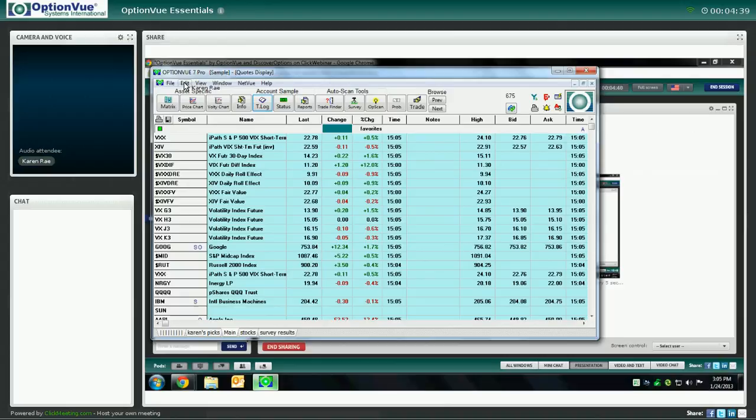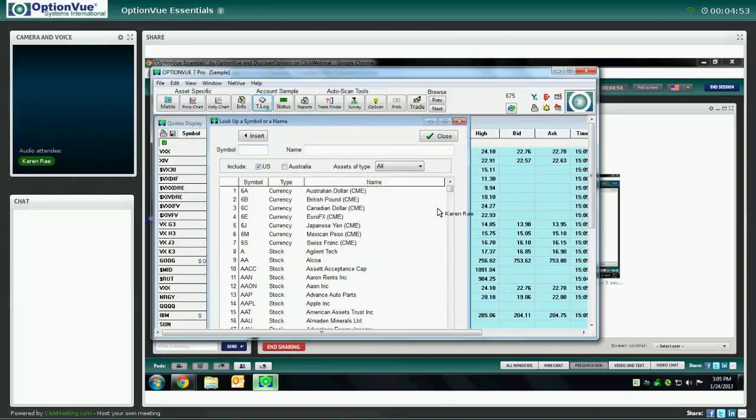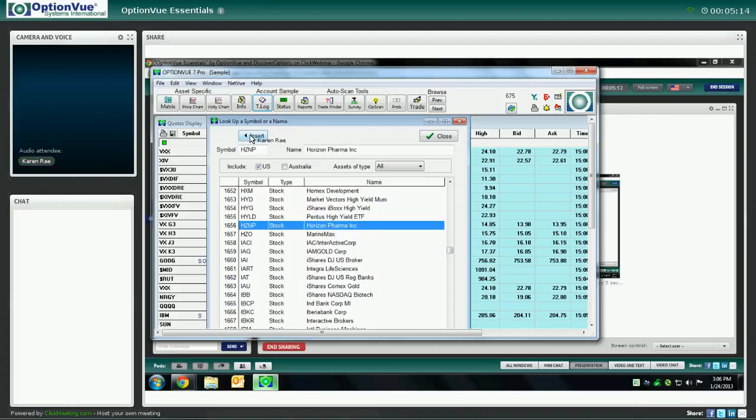I also wanted to show you, when you come into OptionVue the very first time and want to see what assets OptionVue has for you to look at, you go to Edit, Look Up, and here is a directory of all the symbols in what we call the background database. That was the old name for it; the daily files is the new name for what's in the background of OptionVue. These are in alphabetical order, so I can scroll down, start picking out any number of these and hit Insert, and they will display right here in the quotes display.